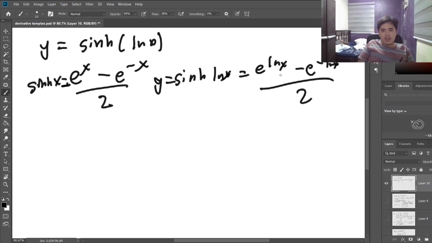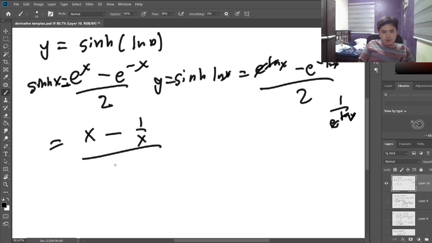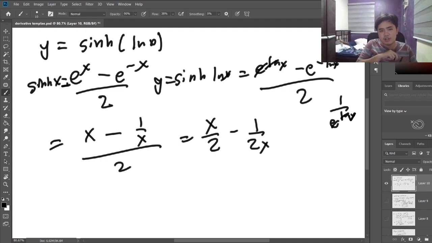And then e to the ln x, we can cancel e and ln. We get x minus e to the -ln x, just going to be 1 over e to the ln x. Again, e to the ln x, we can cancel e and ln out. We get 1 over x over 2. So let's simplify it. X over 2 minus 1 over 2x. That is our equation now.